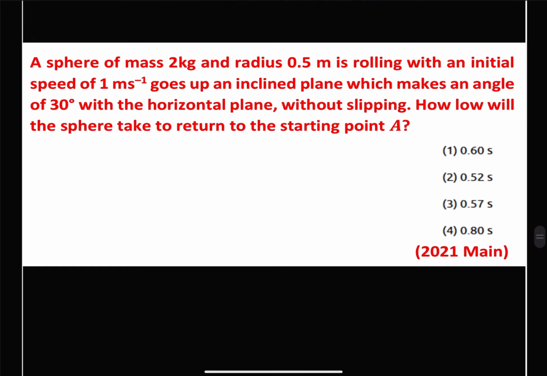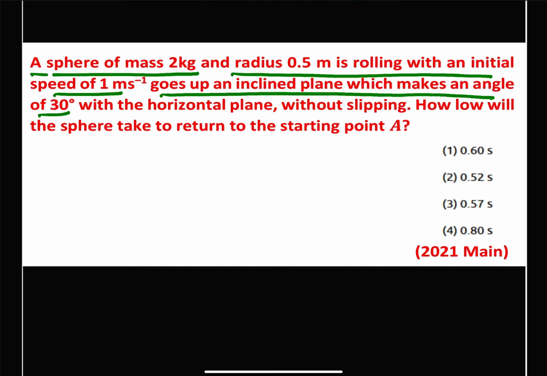Next question. It states that a sphere of mass 2 kg and radius 0.5 meter is rolling with an initial speed of 1 meter per second, goes up the inclined plane, which makes an angle of 30 degrees with the horizontal, without slipping. How long does the sphere take to return to its starting point A?